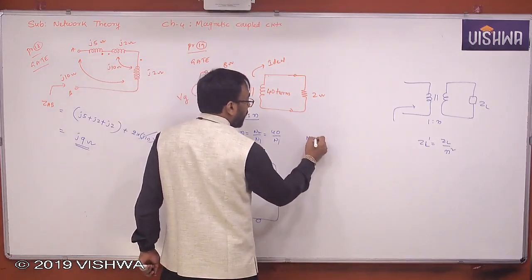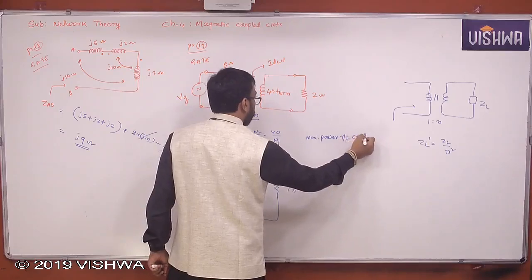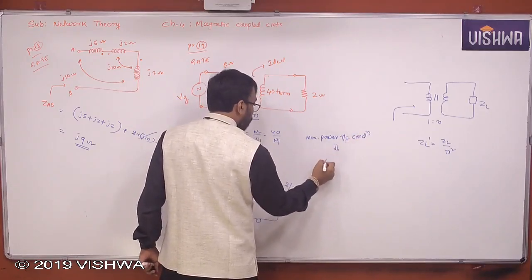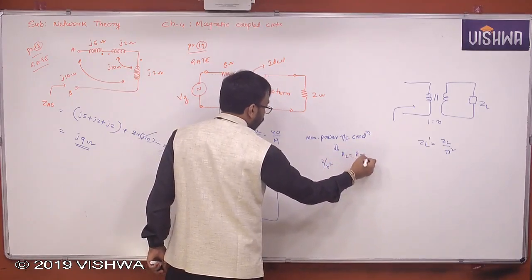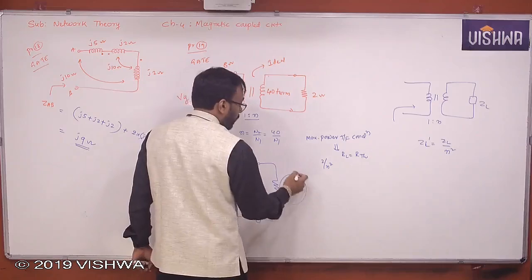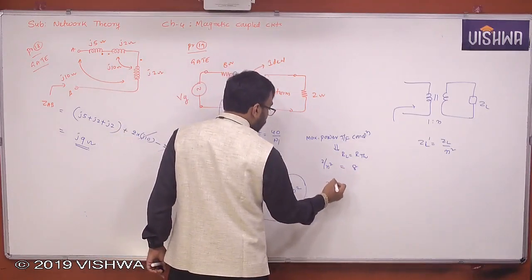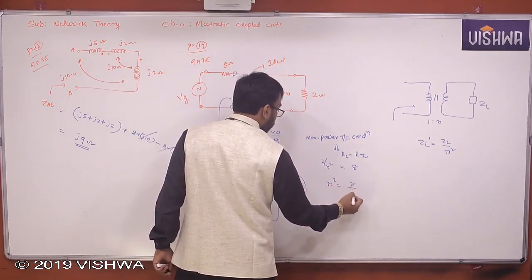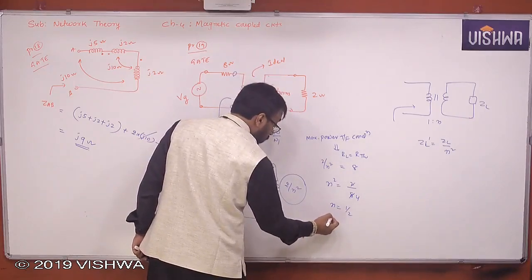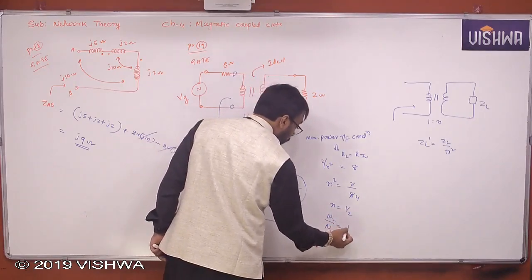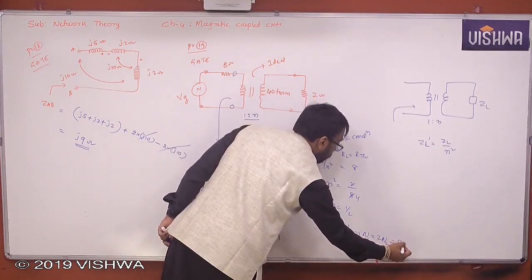What is the maximum power transfer condition? RL is equal to RTH. What is RL? 2 by N square. What is RTH? 8. So N square is equal to 2 by 8. N is equal to 1 by 2. But N is nothing but what? N2 by N1. 1 by 2. From this, N1 is 2 times N2, nothing but 80 turns.